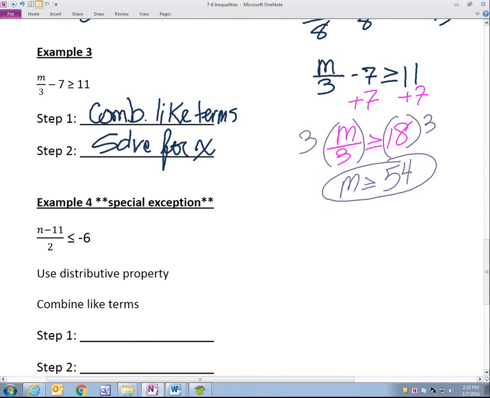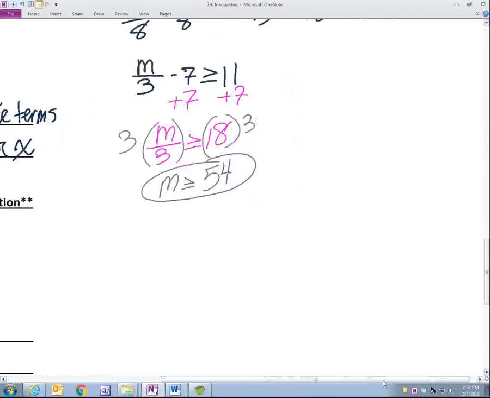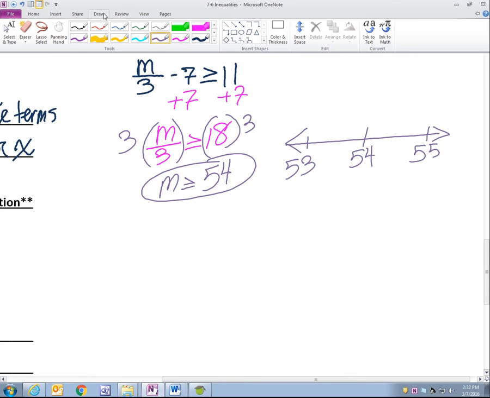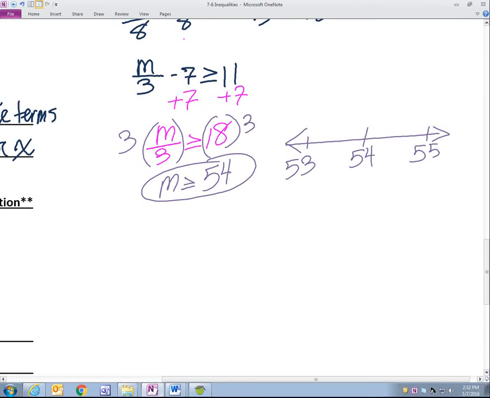So I'm going to graph that now. This is the bare minimum that you need to put on there for your graphing. It is colored in because it is greater than or equal to, and it's going to shoot off to the right because my variable's first.